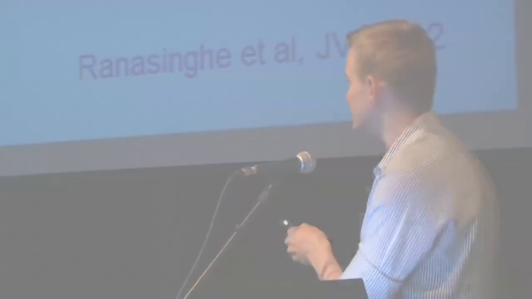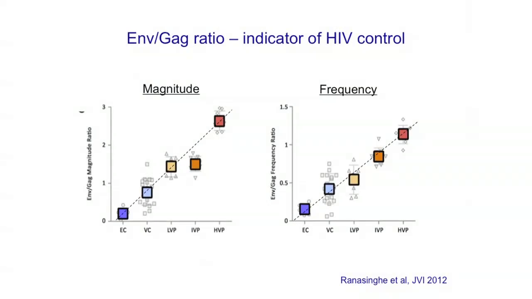And so we decided to plot those ratios. And what you can see here, frequency or magnitude, is that this is actually quite a good indicator of control. Patients who target a lot of GAG but very little envelope are elite controllers. Patients that target a lot of envelope but not GAG are rapid progressors or high viremic progressors. And the same here for the magnitude.